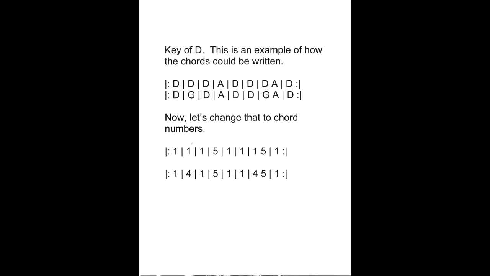Now let's remember, take a look at the notes you can play. In the key of D, when you see the 1 chord, you can play a D or an A. When you see the 5 chord, you can play an A or an E. And when you see the 4 chord, you can play a G or a D.